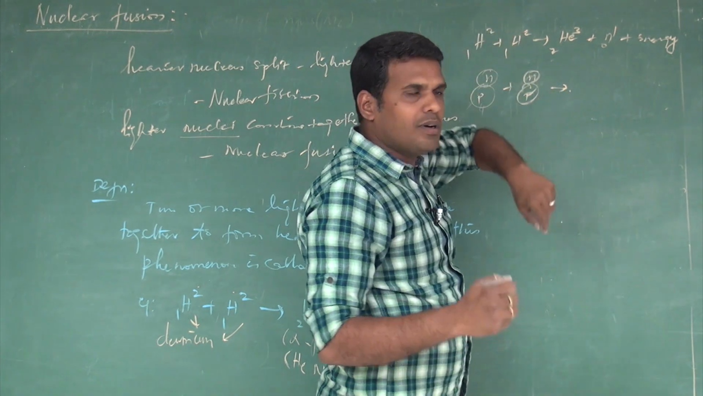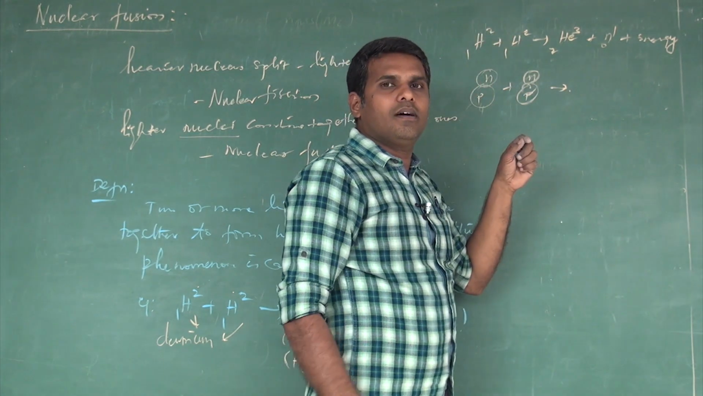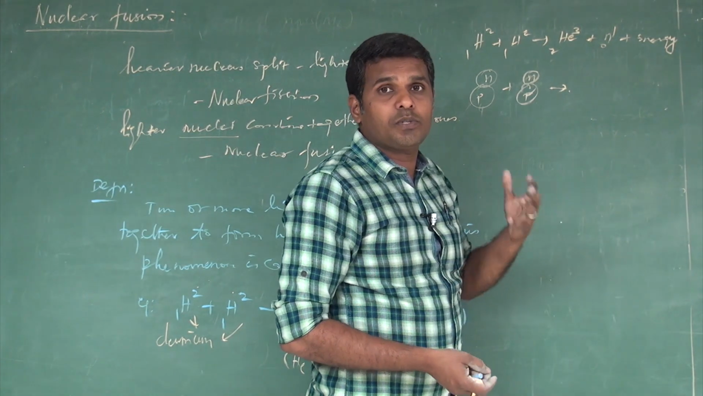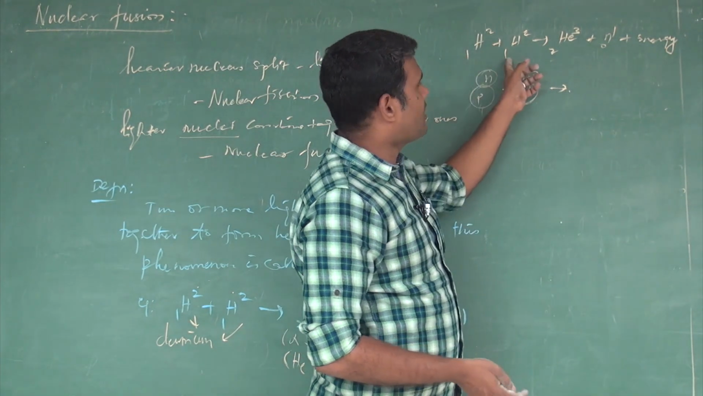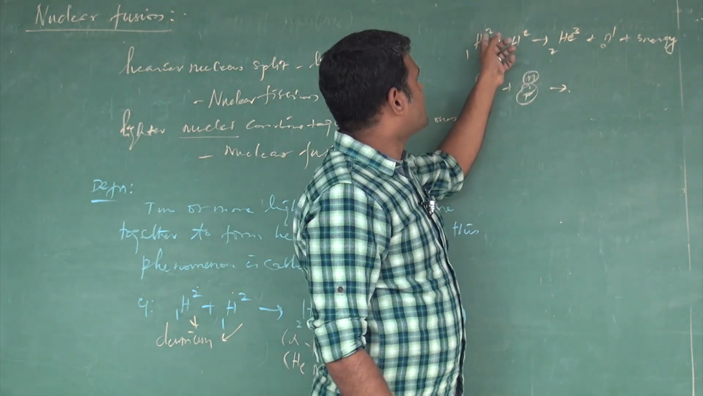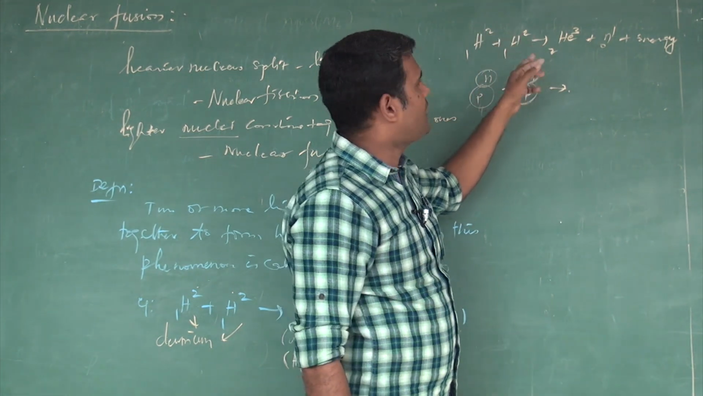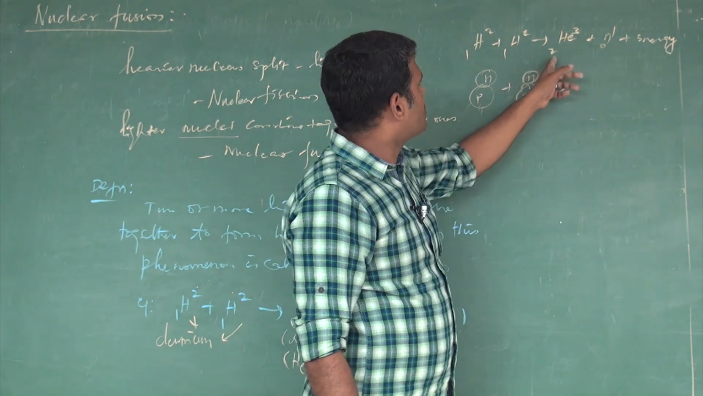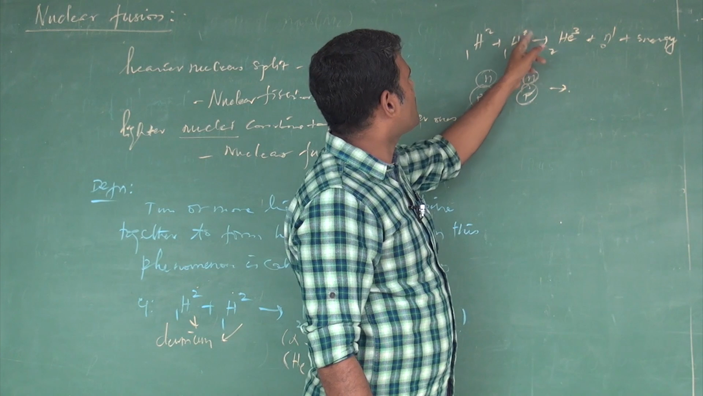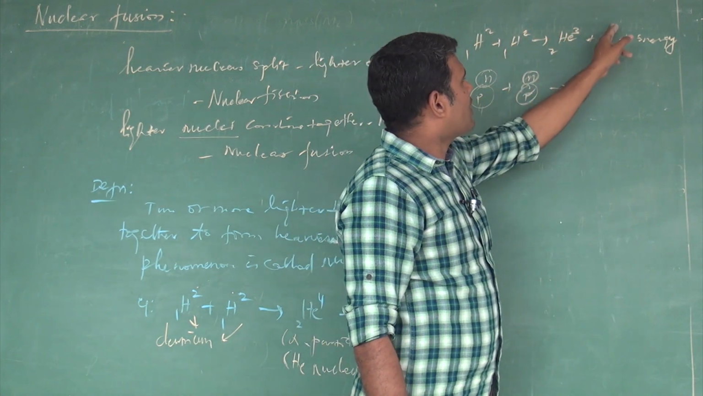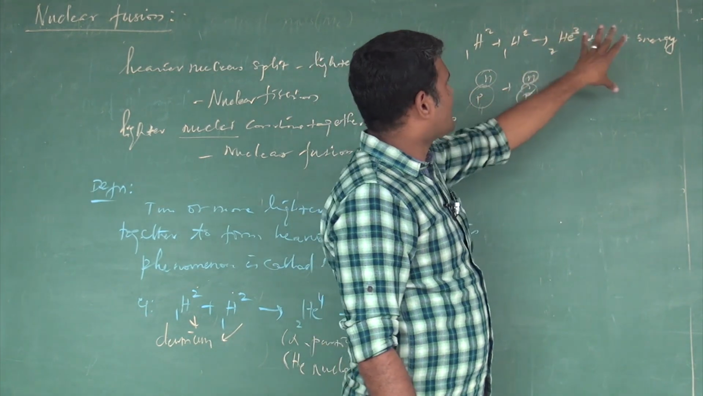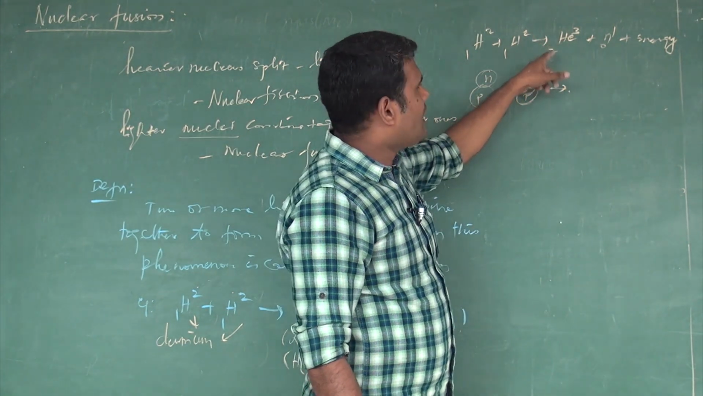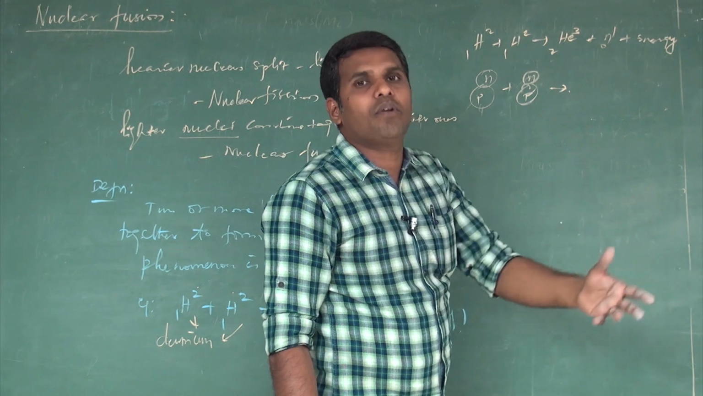One thing you must remember: whenever a nuclear reaction is taking place, the conservation laws must be satisfied. Conservation of atomic number must be satisfied. Conservation of nucleon number must be satisfied. The atomic numbers 1 and 1 add up to 2, the nucleon numbers 2 plus 2 give 4, and on the product side 3 plus 1 is 4, so the reaction is satisfied. This reaction goes on with the conservation laws.